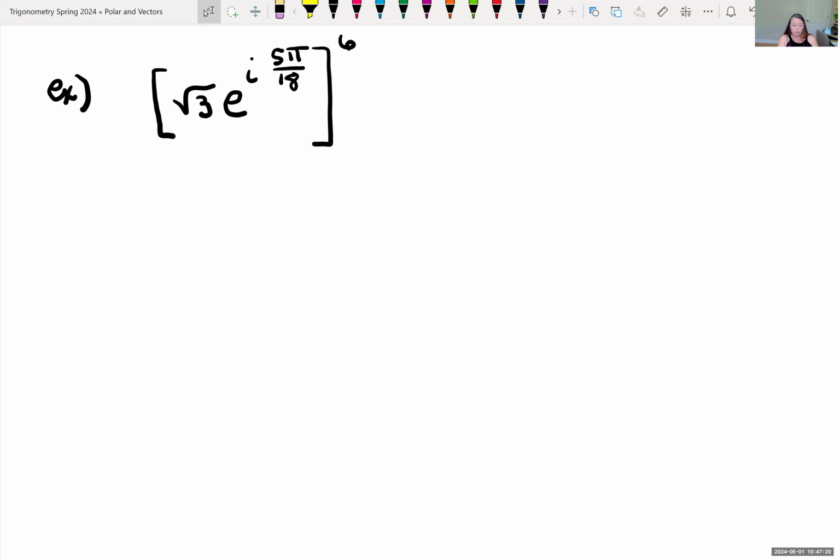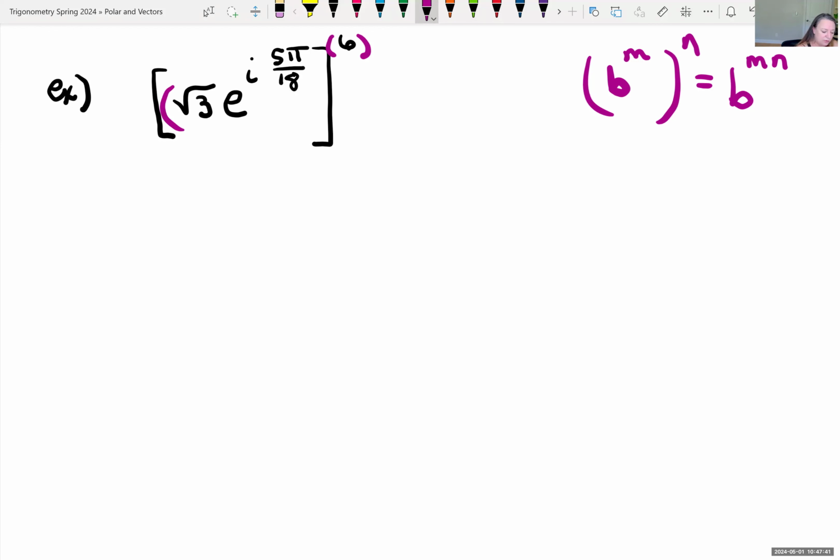If you remember your rules of exponents, power to power, we multiply. And now we can do the same thing here. We have this raised to a power of 6. We want to raise each piece to that 6th power. So we're going to take our root 3, raise it to the 6th, and we're going to take this e^(i 5 pi 18ths) and raise it to the 6th power.